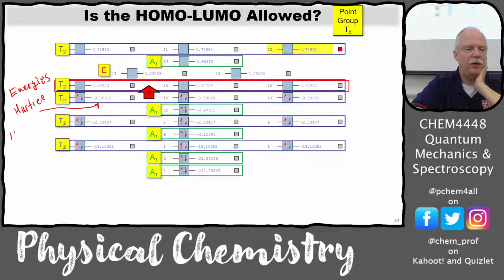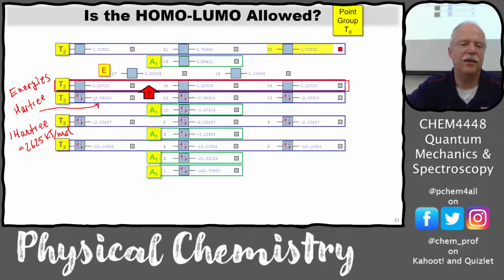And one Hartree is equal to about 2,600 kilojoules per mole. Okay, so when it's a tiny little difference of negative 0.4, it's 0.4 times 2,600 kilojoules per mole. So it's quite a bit of energy.